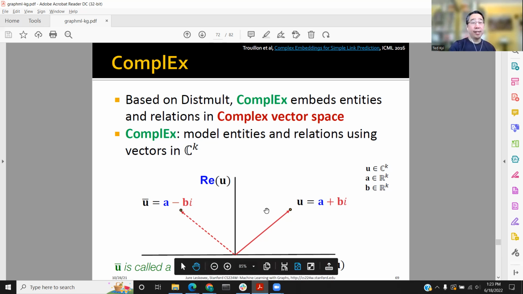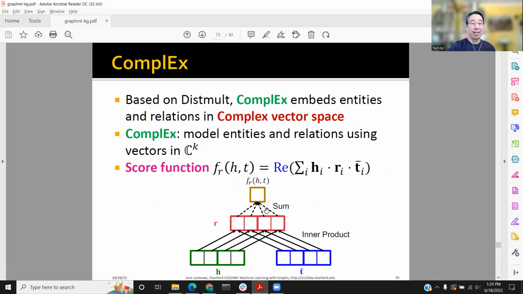So the tweak that we're going to make is we're not just going to represent our vector as d sets of complex numbers instead of d sets of reals. Our dot product here, instead of head.r.tail, we're going to do head.r.conjugate of tail. And this little tweak is what's going to give us a little bit of flexibility to handle those symmetric anti-symmetric relationships. Okay, otherwise everything's the same.